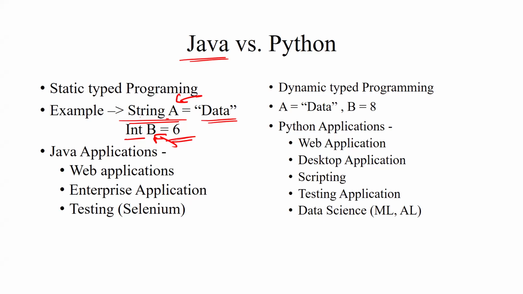Now, this is called static type programming. That means you need to declare it. Without declaring, you cannot use it. This actually happens in Java.